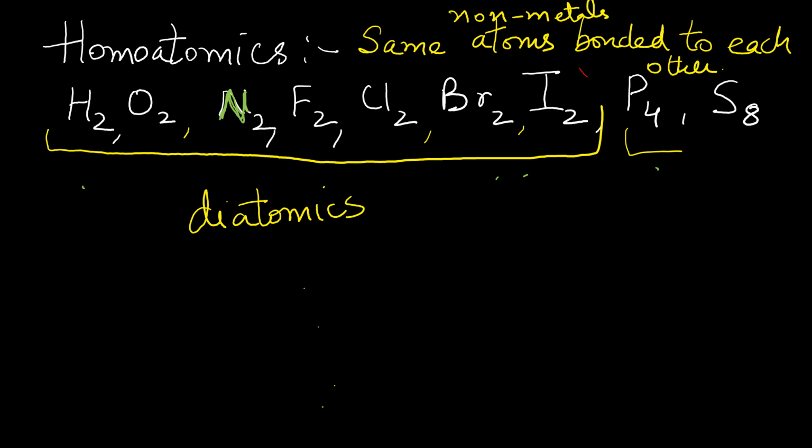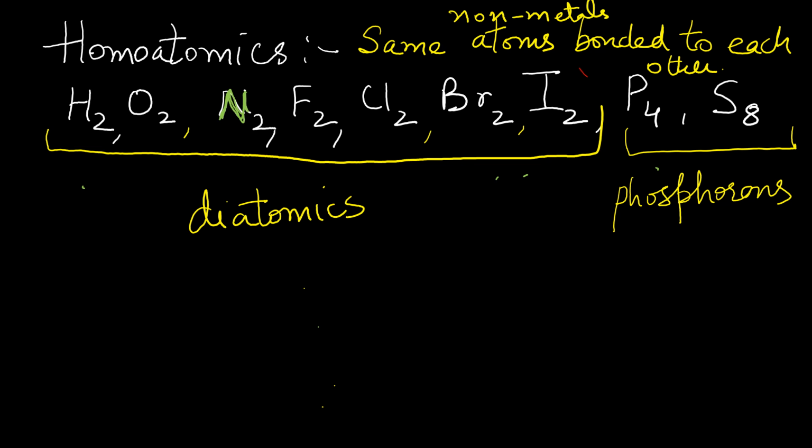So these two are simply homoatomics. They are not diatomics, because there are more than two atoms attached, so we can't call them diatomics. But still, we don't specify their prefixes either. So phosphorus will be just simply phosphorus. Most of the time, no one is going to say tetraphosphorus. We'll just simply say phosphorus.